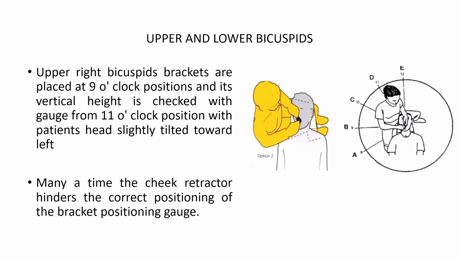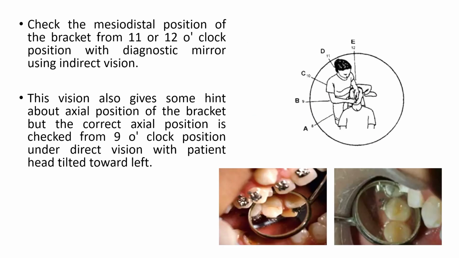Then comes bracket positioning for upper and lower premolars. Upper right bicuspid brackets are placed at 9 o'clock position, and the vertical height is checked with gauge from 11 o'clock position with the patient's head slightly tilted toward left. Many a time, the cheek retractor hinders the correct positioning of the bracket positioning gauge. Check the mesiodistal position of the bracket from 11 or 12 o'clock position with diagnostic mirror using indirect vision. This vision also gives some hint about axial position of the bracket, but the correct axial position is checked from 9 o'clock position under direct vision with the patient's head tilted toward left.